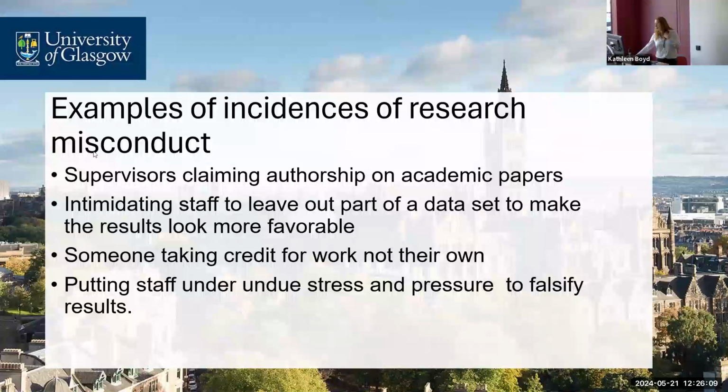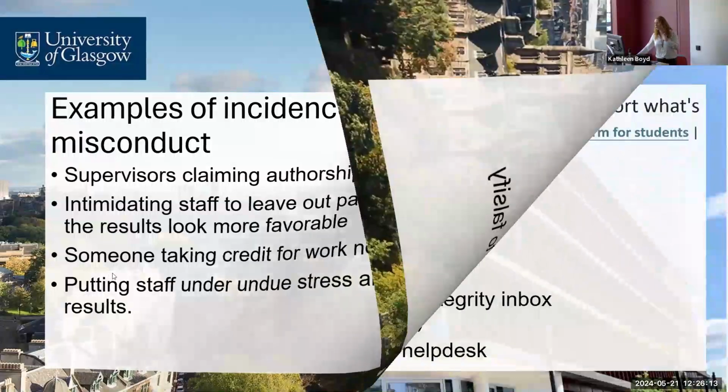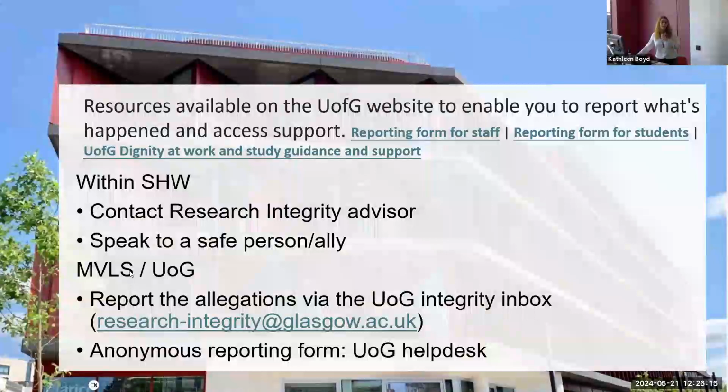People taking credit for work that's not their own, and then staff under undue stress and pressure to falsify results or to get results written up really fast for a funder deadline, and then things being misreported by accident, errors being made, things not being proofread properly, decimal points being put in the wrong place by accident and then getting published. So if there is misconduct issues, if there's any areas of concern you have, what do you do about it?